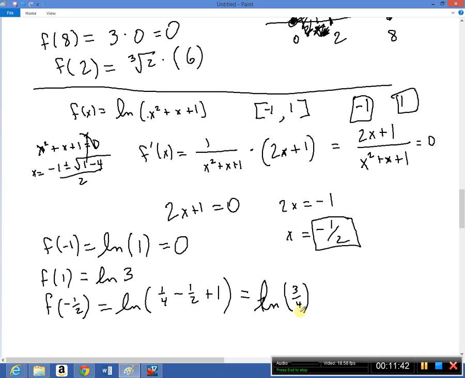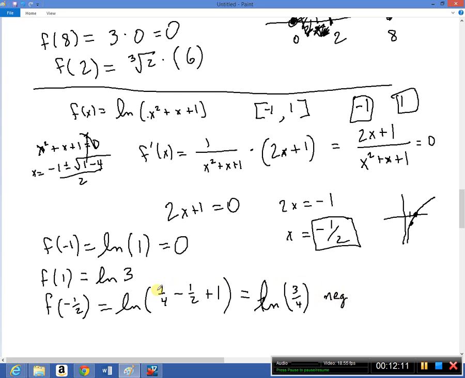I don't suppose you know what the log of 3/4 is. I don't either, but I can tell you that it's going to be a negative number because 3/4 is less than 1. And remember what the log function looks like? It's just like that, and this point is 0. So the log of 3/4 would be like that. So what do I know from all this? f of negative a half is the log of 3/4, which is a negative number.